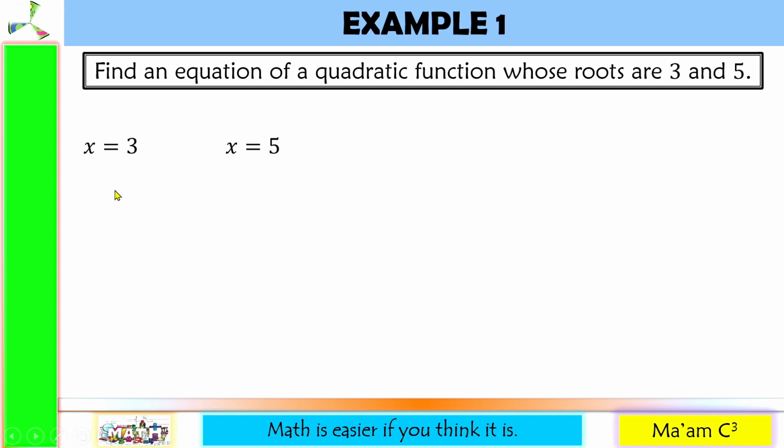I'll move the constant on the other side. This will become x minus 3 equals 0, and this one is x minus 5 equals 0. Working backwards, these will be my factors. I'll multiply the two binomials.